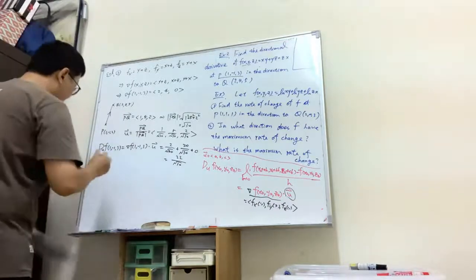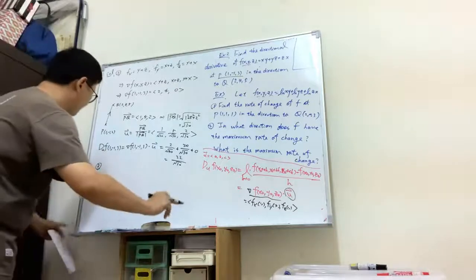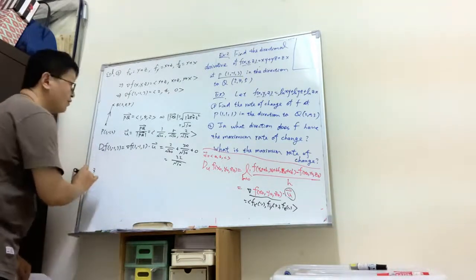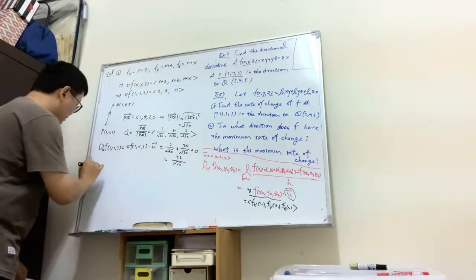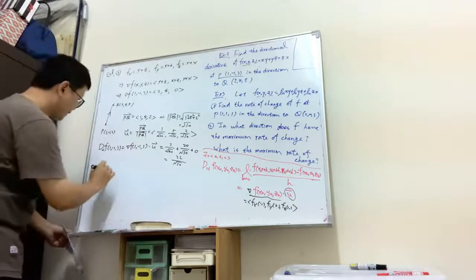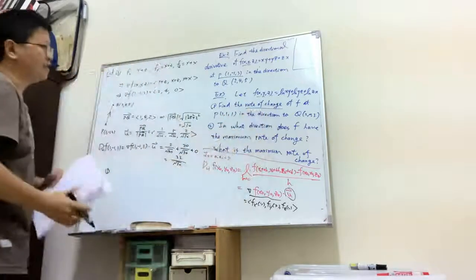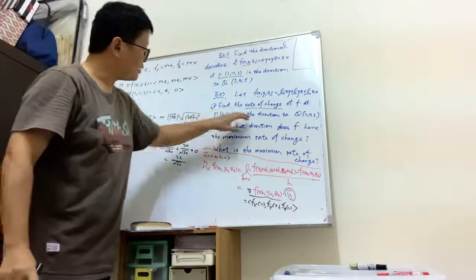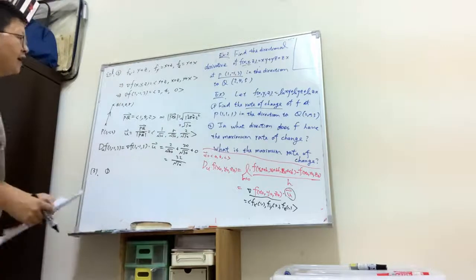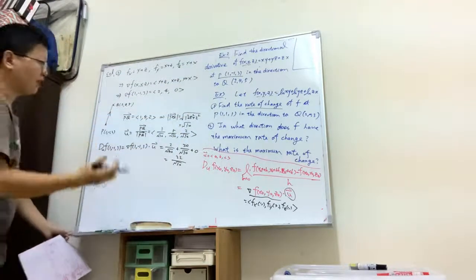And for the third problem, the first one: find the rate of change. Rate of change is exactly the directional derivative. Rate of change at some point in the direction, so it's exactly the directional derivative. Okay, so the first sub-question is similar to this one, so just follow the similar way.